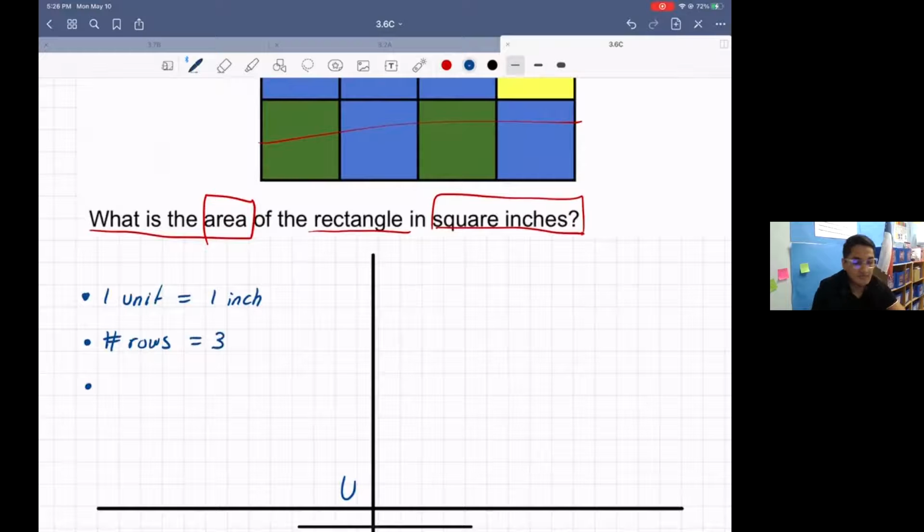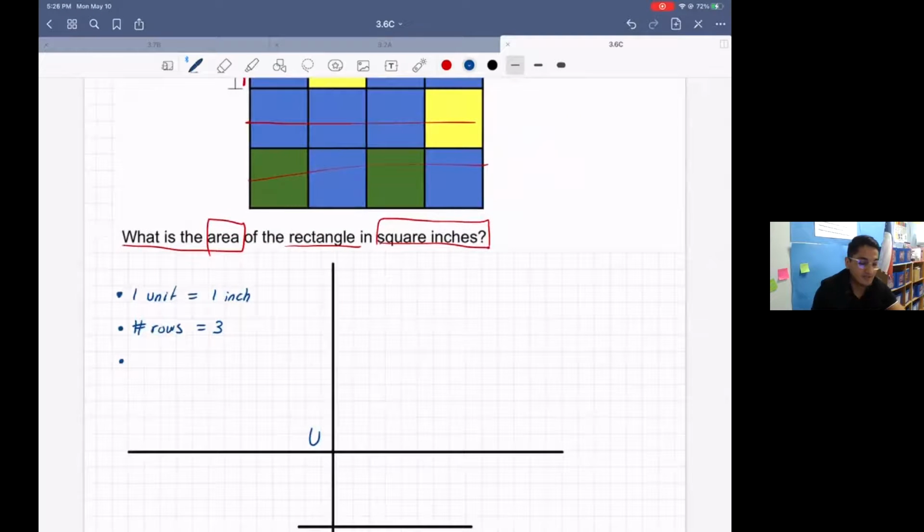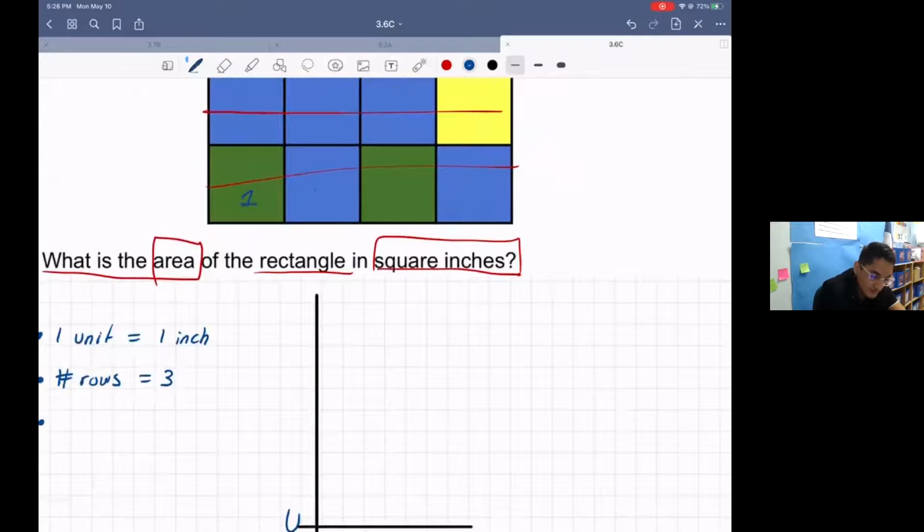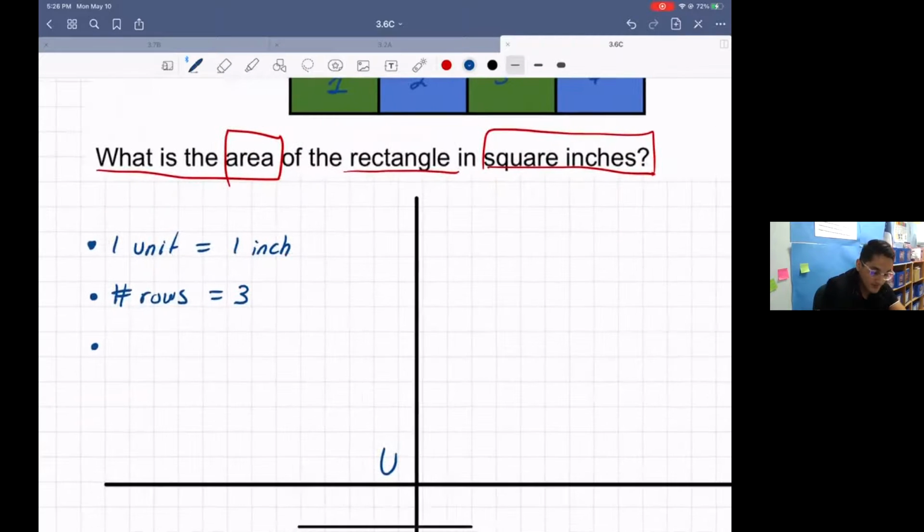And I just need to count how many units I have in each row. So let me see, 1, 2, 3, 4 units. So I have number of units per row equals 4.